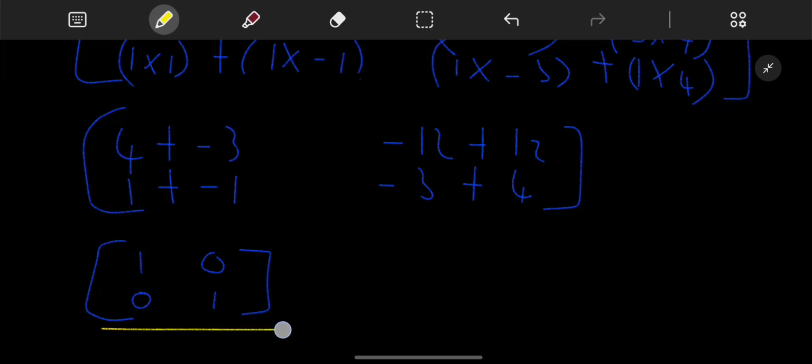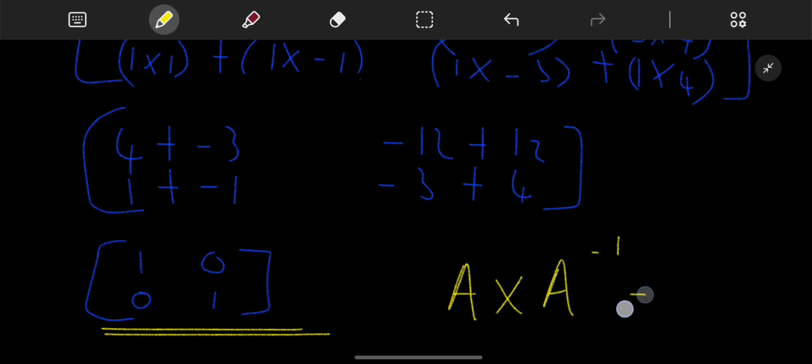And guess what? This is the identity matrix. So if we multiply a matrix and its inverse, we're going to get what?